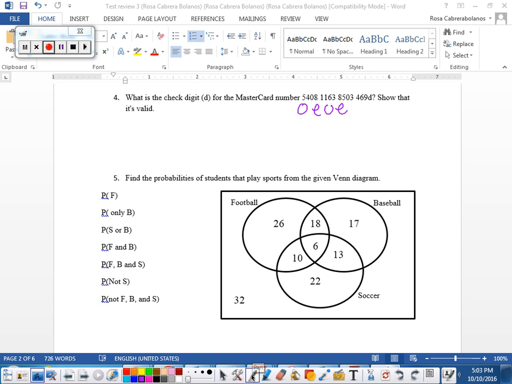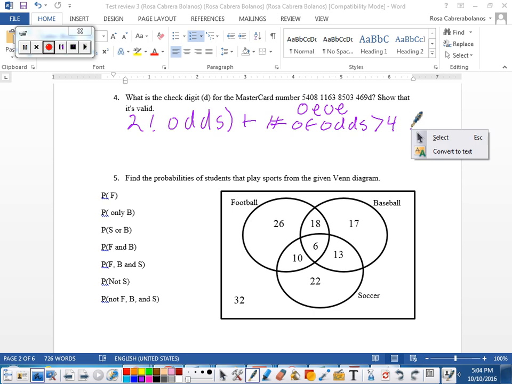And then you have your formula: 2 times the odds, plus the number of odds greater than 4, plus the evens.